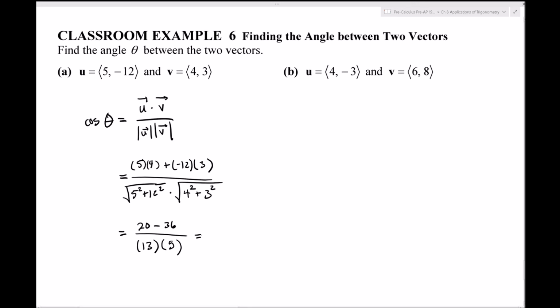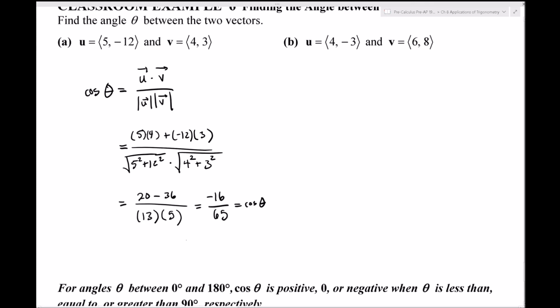And we're almost done. This is -16 over 13 times 5, which is 65. 16 is only divisible by 4 and itself, 16. 65 is divisible by 13 and 5, and that's it. They have no common factors. They're relatively prime. This is cosine of theta, which I didn't really care if they were reducible. I could just plug this into the calculator at this point. That's not a special angle ratio anyway. So to find out what the angle is, this is inverse cosine of -16 over 65.